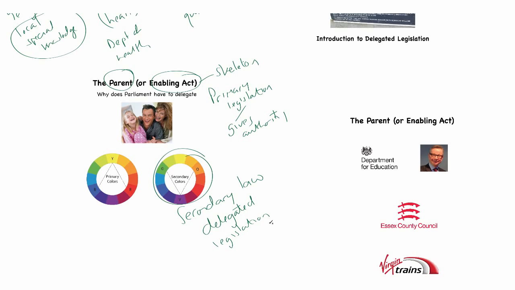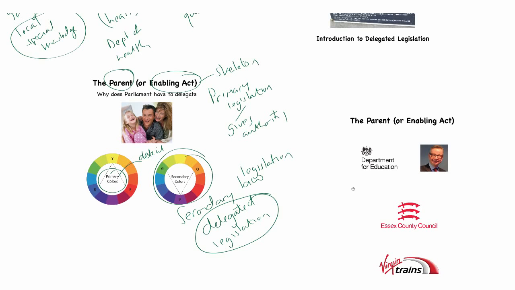Let's just run through that again very quickly. The Parent or the Enabling Act, which is the skeleton, the idea that Parliament has, this is what we want this law to do, is also known as primary legislation. Primary legislation gives authority to somebody else then to fill in the detail. And that is done through the process of delegated legislation. And delegated legislation is known as secondary legislation. I've got law there, but I mean legislation. So you've got primary legislation, which is the Parent or the Enabling Act. The Parent or the Enabling Act allows for the creation of delegated legislation, which is secondary legislation, secondary law.